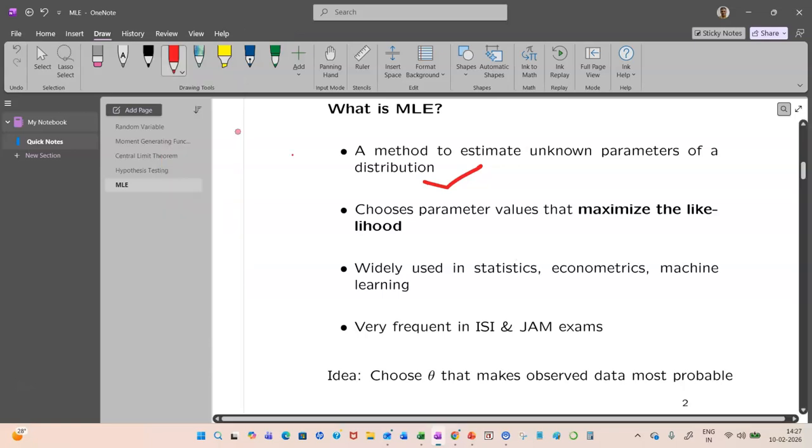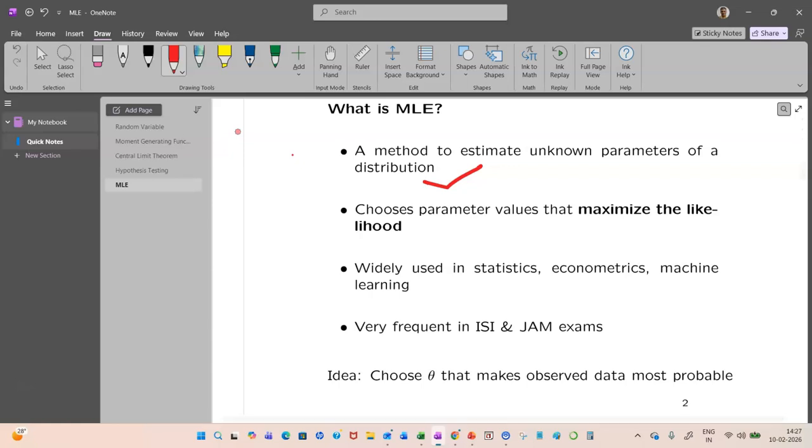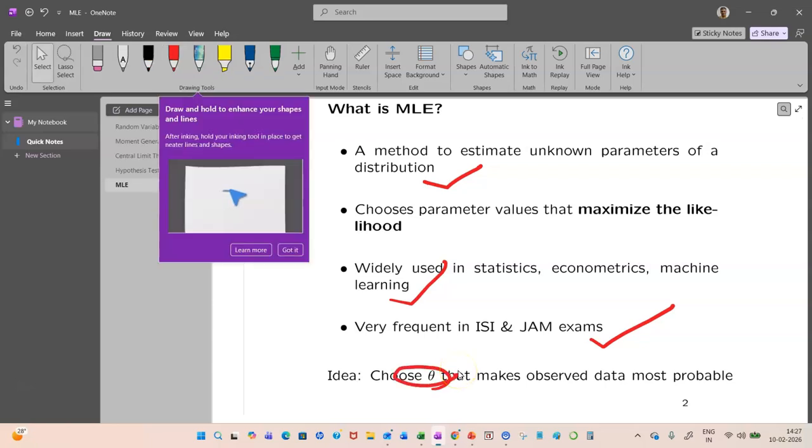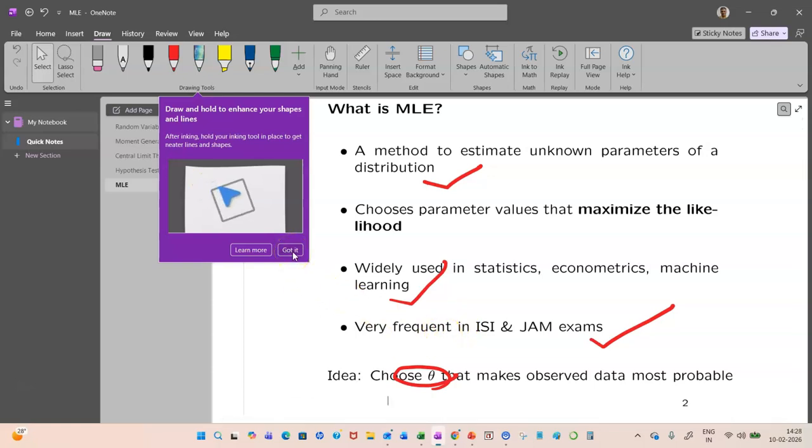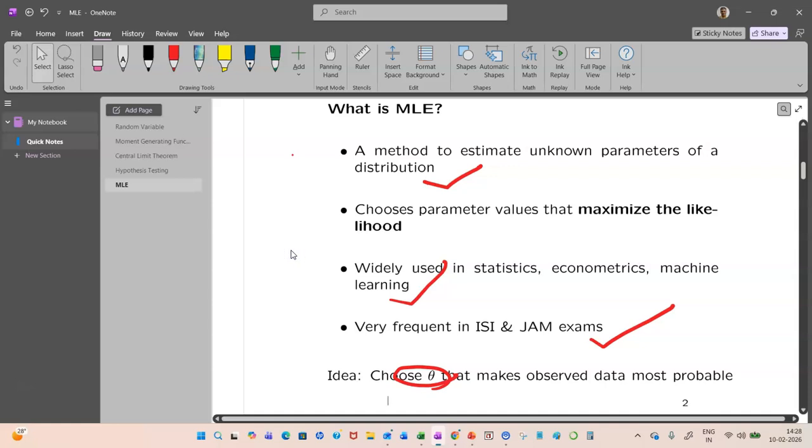It's widely used in statistics, econometrics, machine learning. Very frequent in ISI and JAM exams. The idea is choose theta that makes observed data most probable. So that's the idea, advocated by Professor R.A. Fisher, that choose theta that makes the observed data most probable. That's the key idea.